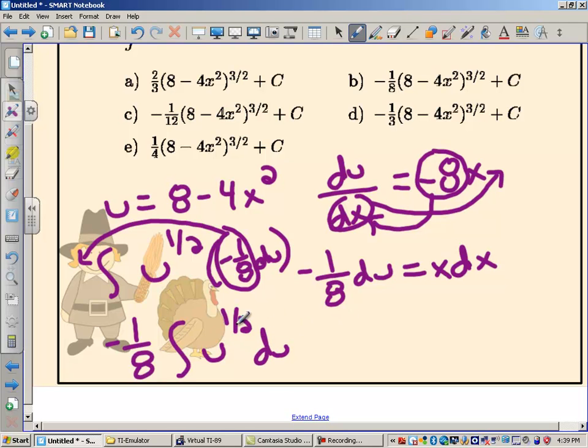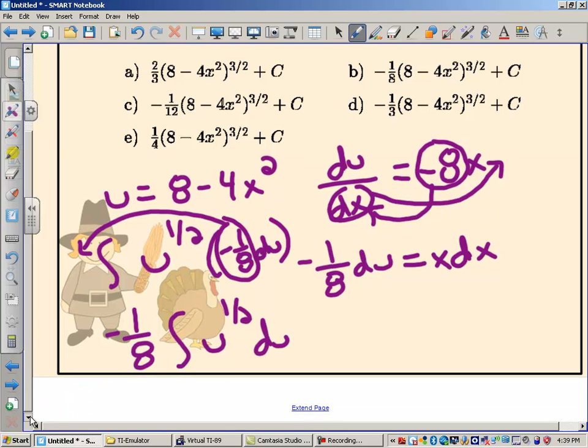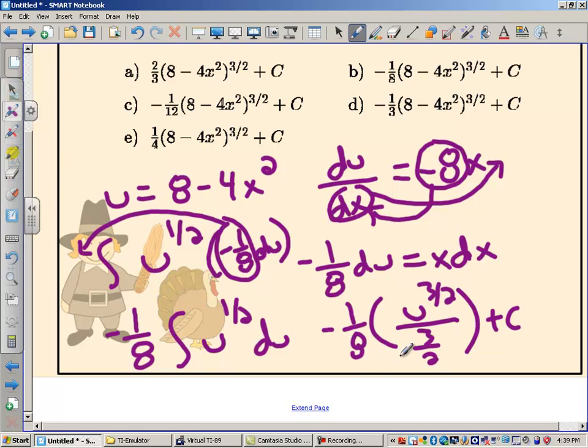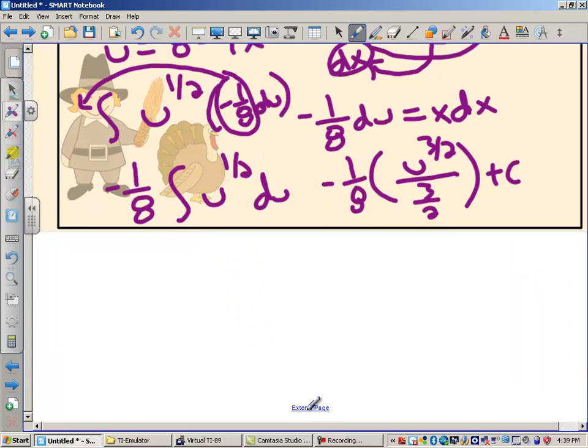Well, that's what I've got, u to the n du, and so I can go back to my formula, which says add 1 to this exponent and divide by that. So we're going to say that this answer is negative 1/8 times u to the 3/2 divided by 3/2, and then plus c. Now, of course, we're going to have to clean this up. We know that dividing by 3/2 is the same thing as multiplying by 2/3.